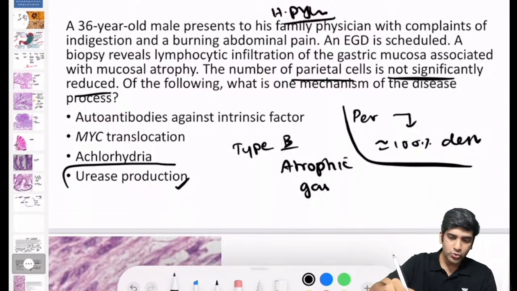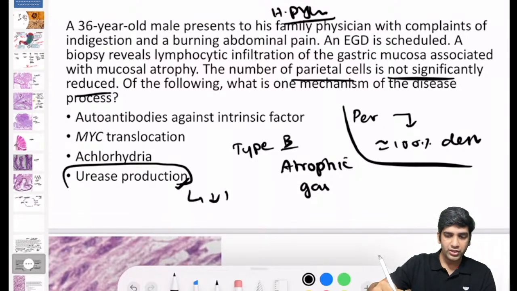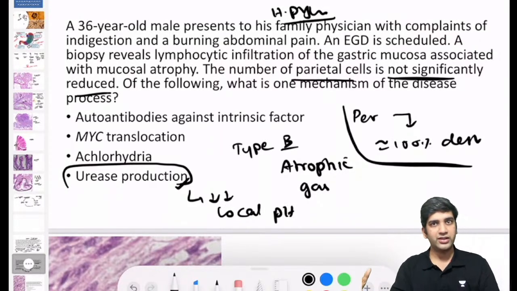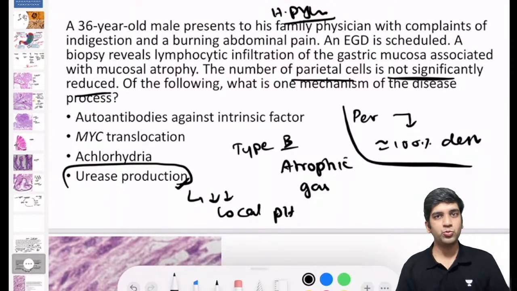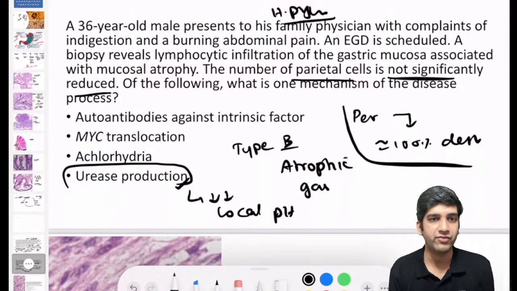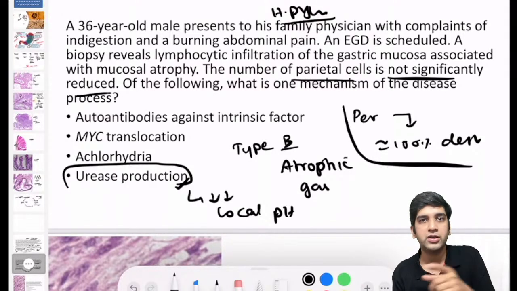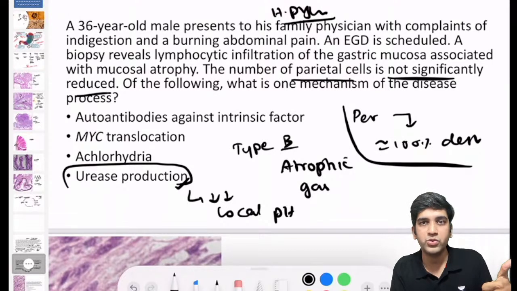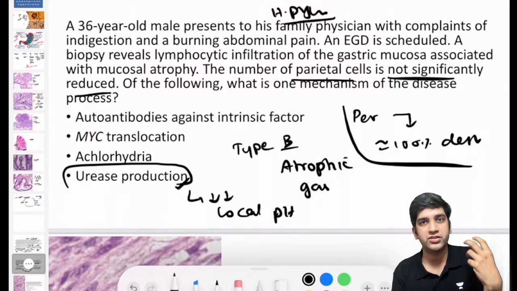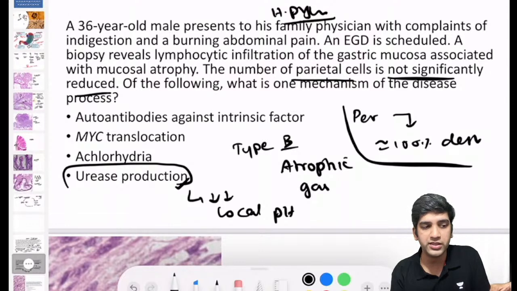On the other hand, urease is the one which reduces the local pH. Once the local pH is reduced, it survives more, it divides more, it penetrates and causes an ulcer and inflammation. Fine. Urease is very, very important for the pathogenesis. Apart from urease, you have flagellin, which helps the H. pylori to get adhered to the mucosa, and there are a few more factors as well.